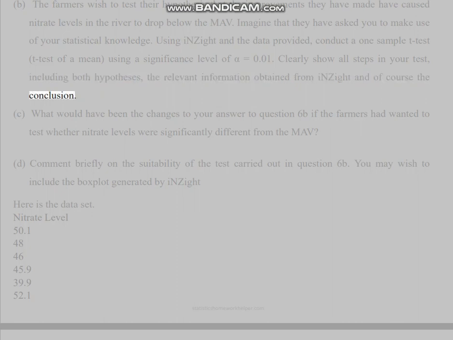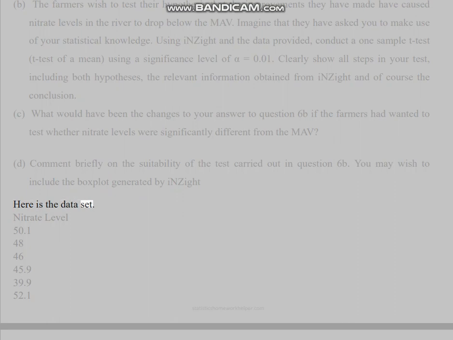C. What would have been the changes to your answer to question 6b if the farmers had wanted to test whether nitrate levels were significantly different from the MAV? D. Comment briefly on the suitability of the test carried out in question 6b. You may wish to include the box plot generated by Einsight.